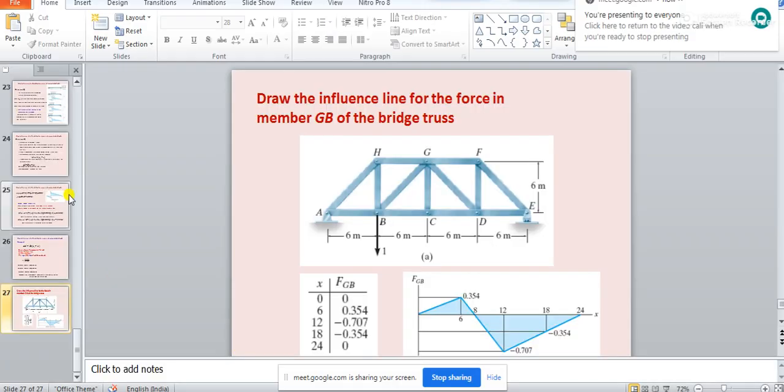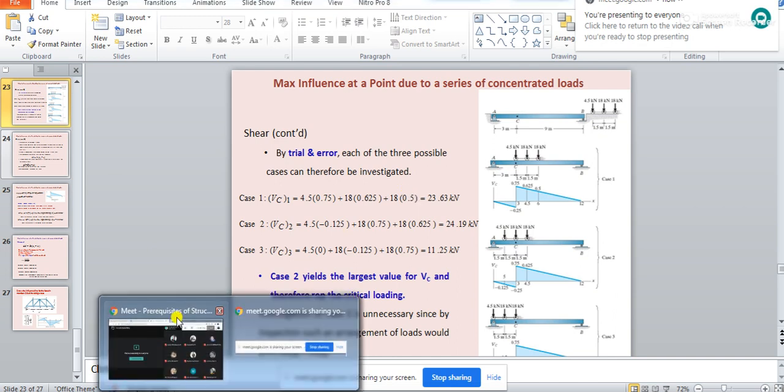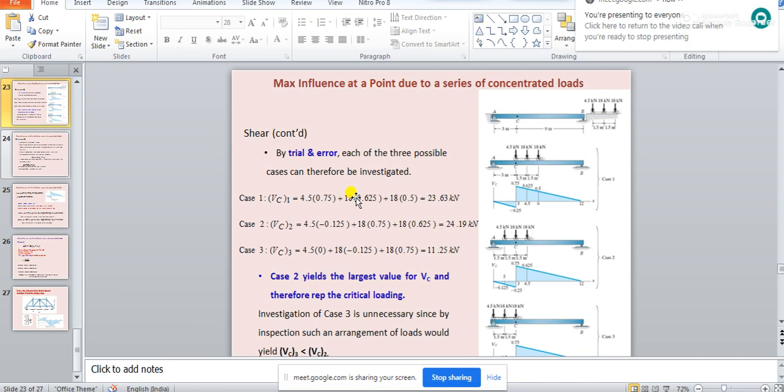Okay, let us start. Can you see the screen? Yes, sir.